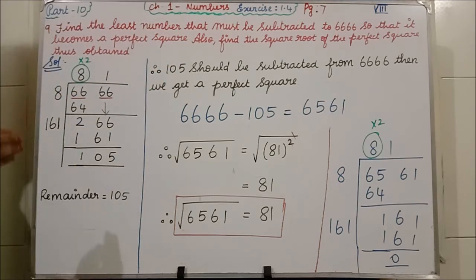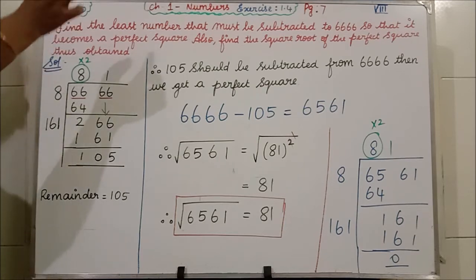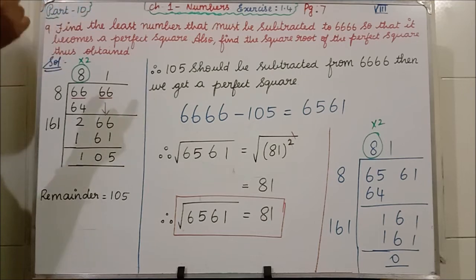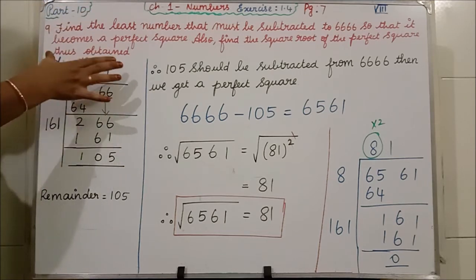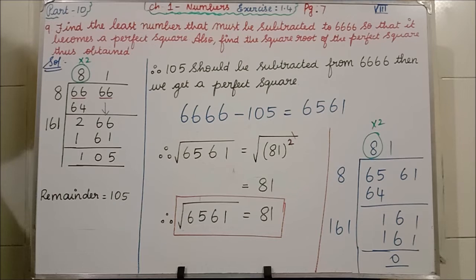That is what they are saying from here to here. Also find the square root of the perfect square thus obtained. Clear? So from 6666 some number we have to subtract. After subtracting one number you will get a number, and for that number you have to find the square root. That is the question. Clear? We will see the solution. See, first I am going to find the square root for 6666 using the long division method.